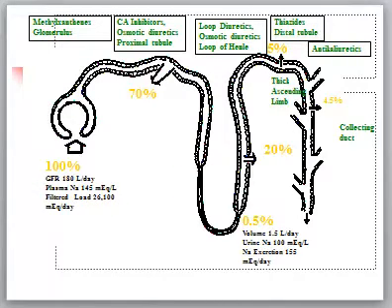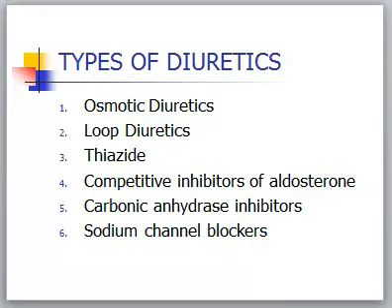So what are the types of diuretics? Osmotic diuretics, loop diuretics, thiazides, competitive inhibitors of aldosterone, carbonic anhydrase inhibitors, and sodium channel blockers. These are the types of diuretics. Now you are going to see them one by one. So what are osmotic diuretics first?